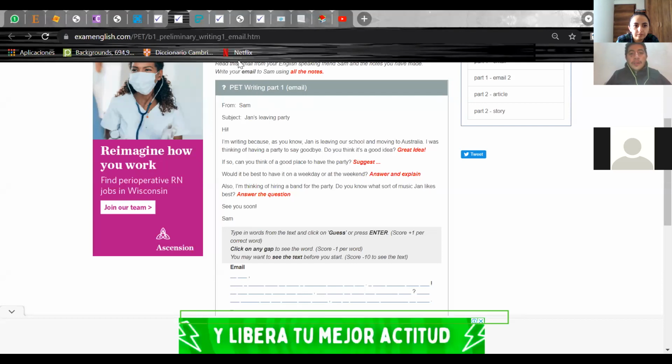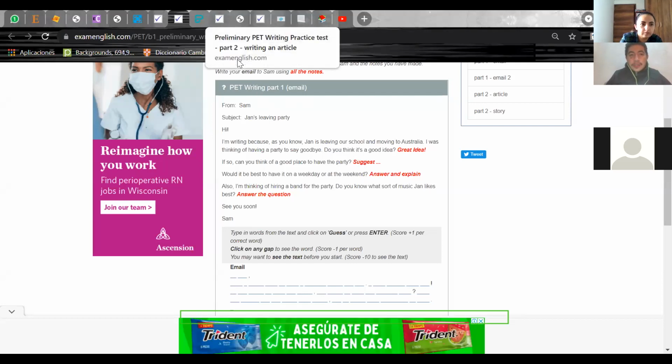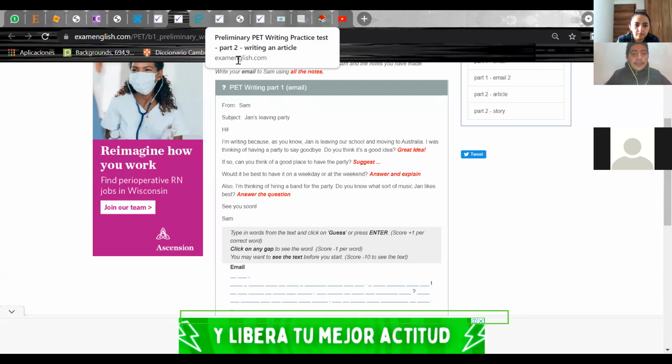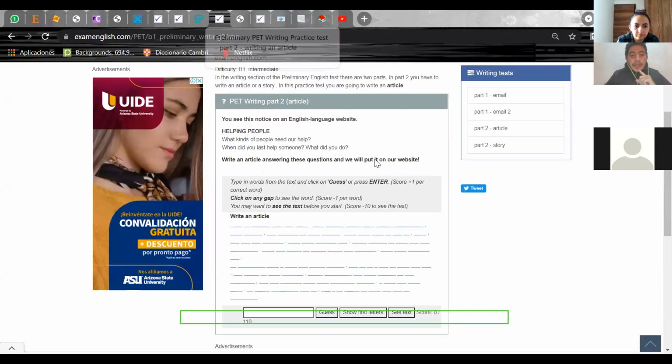And also you can find some other structures like this, in which we have to write an article.